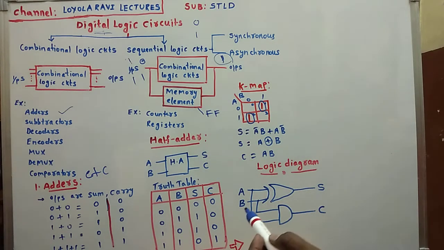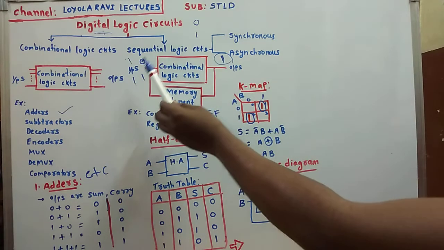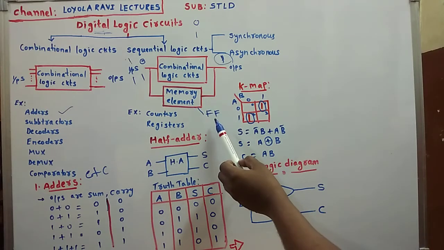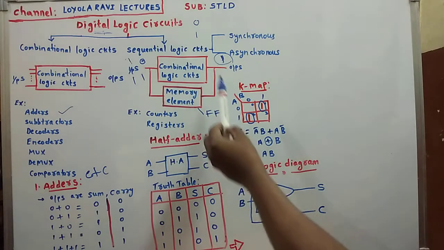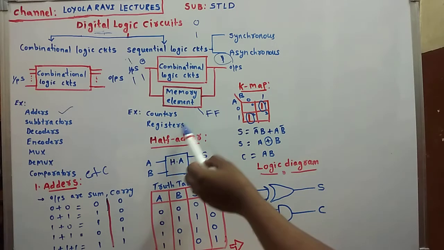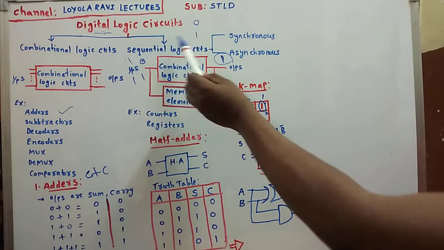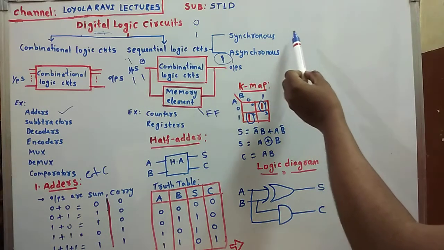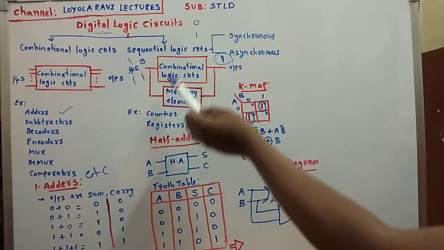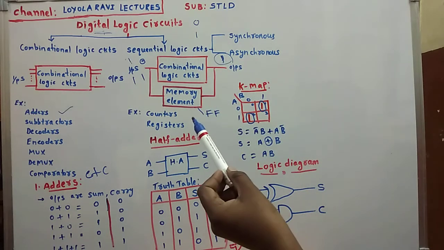So the sequential logic circuit is nothing but a circuit whose output depends on the combination of inputs as well as the previous output, which is stored in the memory element, that is a flip-flop. Examples for sequential logic circuits are counters and registers and so on. These sequential logic circuits are classified into synchronous sequential logic circuits and asynchronous sequential logic circuits. We will discuss the sequential part later, then go for combinational logic circuits.